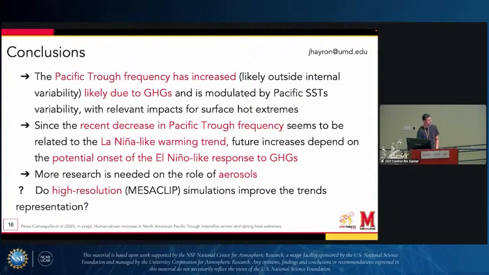More research is needed on the role of aerosols, to try to explain those opposing trends between greenhouse gases and aerosols in the large ensembles. Another question we have is whether we improve the representation of those trends using high resolution simulations. And that's it. Thanks so much again.